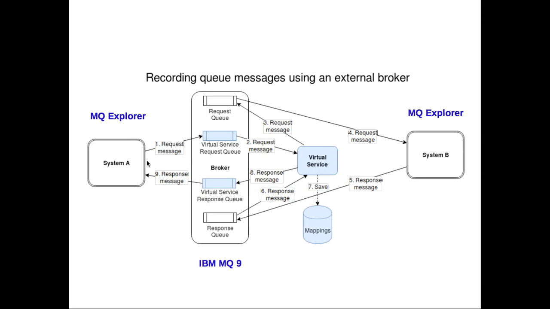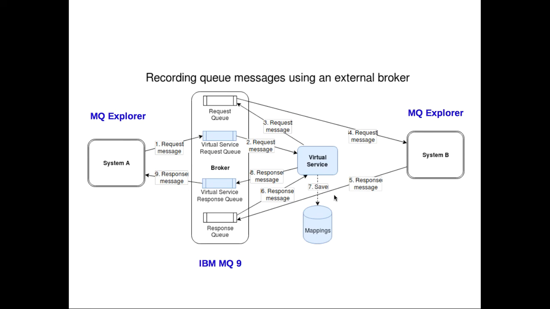So in order to do a recording of those messages, what we're going to have is the white bits you can see here on this diagram, which is what you have already seen in the previous diagram. And then we're going to see the blue bits, which is the virtual service infrastructure to allow us to record those messages. So System A will be sending request messages to the virtual service request queue. Those messages will be consumed by the virtual service and forwarded to the real request queue. And then that message is consumed by System B.